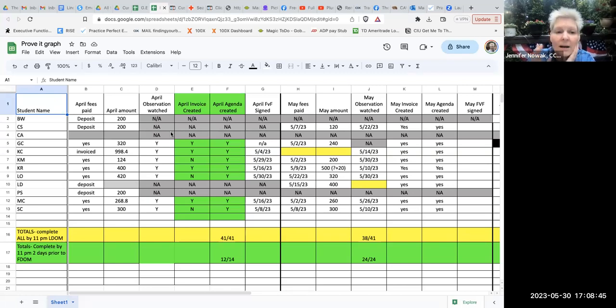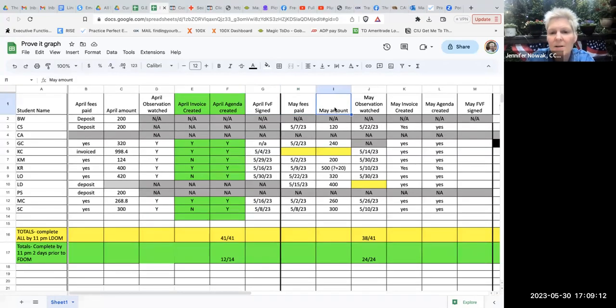And I decided to get organized back in April. So I've been taking some data through April and May. I'm tracking who my current students are, if their fees are paid, how much they paid, whether I've watched their observation. Did I create their invoice, which is due by the first session of the month? Did I create their agenda that's due the first session of the month? And did I sign their field work form, which actually is due by the end of the following month?